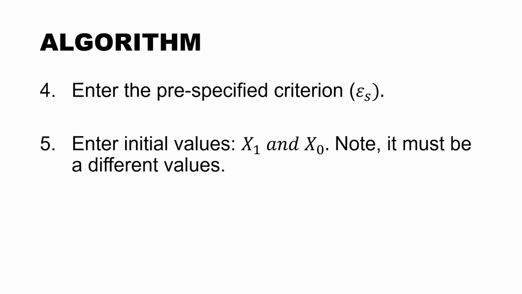Fourth, enter the pre-specified criterion, such as the percent error that the user wants to achieve in the program. Fifth, enter the initial values for x sub 1 and x sub 0. Note, they must be different values. If you put the same value for x sub 1 and x sub 0, then you will have to restart the program from the beginning.